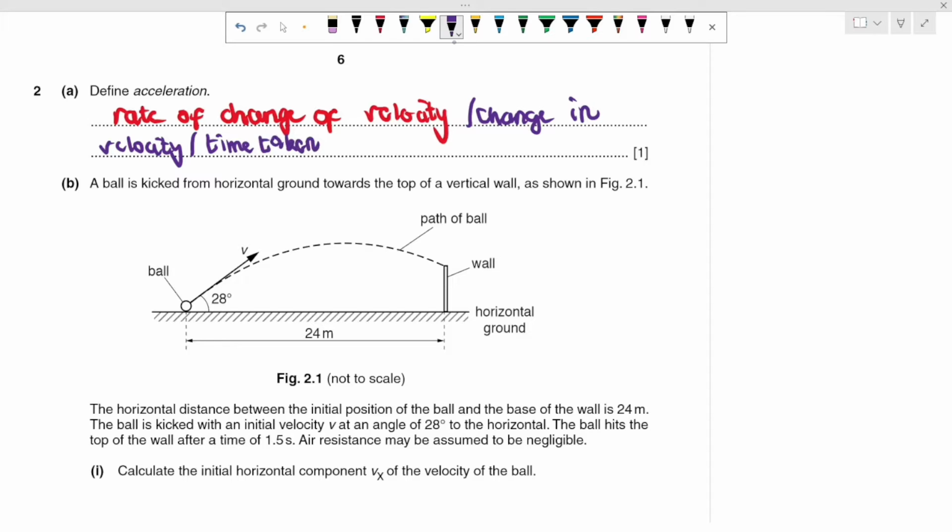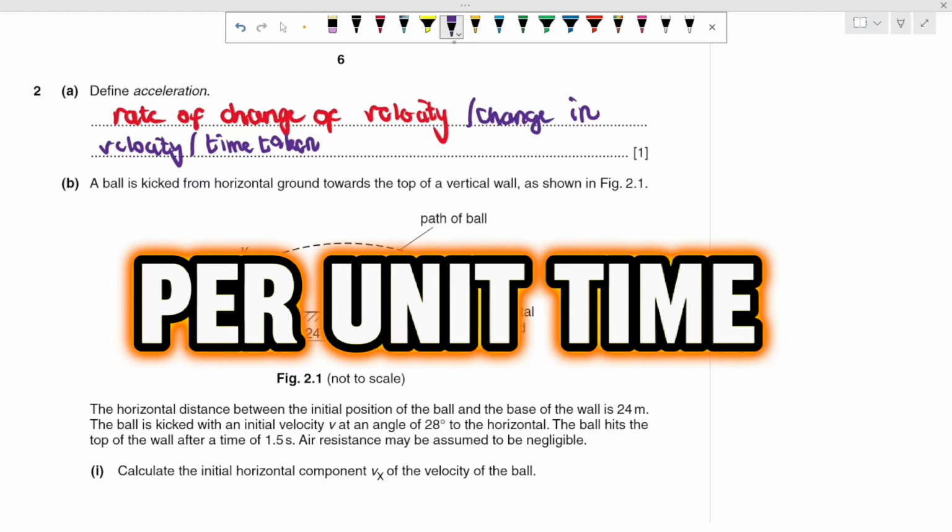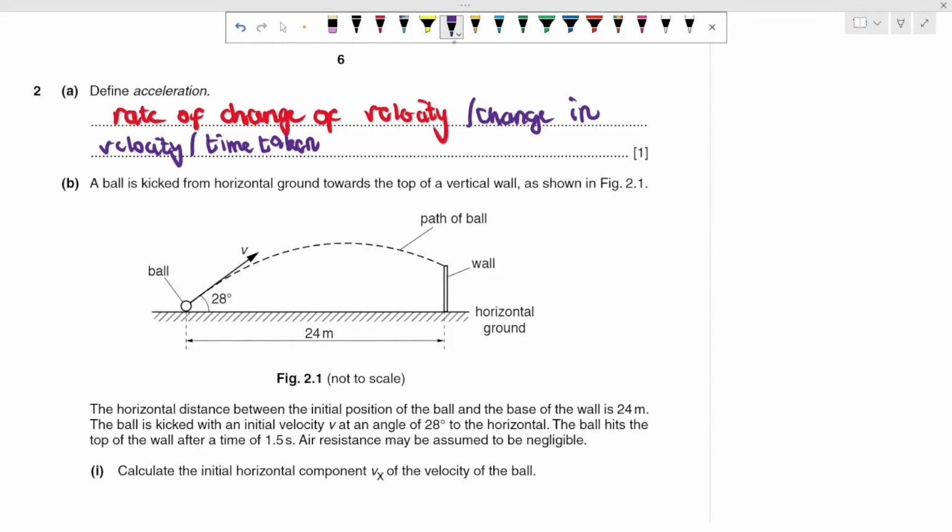But you must never ever, I repeat, you must never say the rate of change of velocity per unit time, because if you do that, you are repeating time twice. You said the rate one, then you're now saying per unit time, so you're repeating the time aspect 2 times, so that would be incorrect.